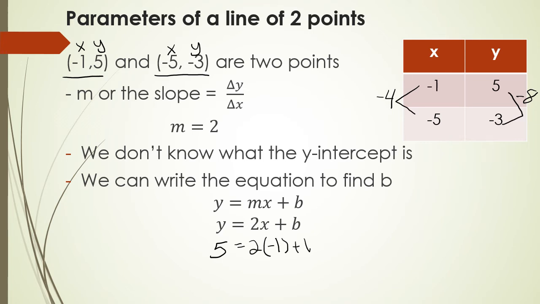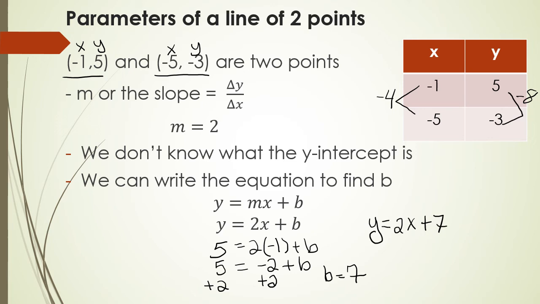All I need to do is to solve this linear equation to find the b value. I have 5 equals 2 times -1, which is -2, plus b. Now all I need to do to find the b is to add 2 to both sides, which is going to make me end with a b value of 7. So the equation for this line is going to be y equals 2x plus 7.